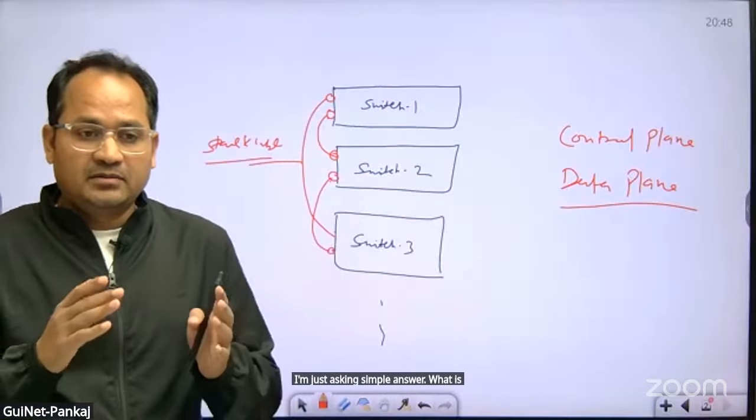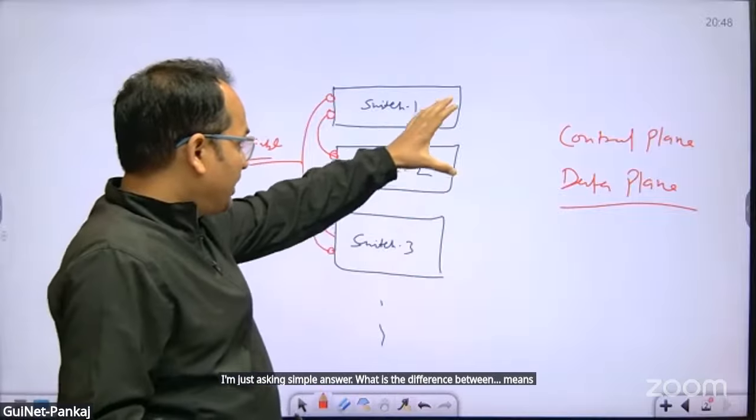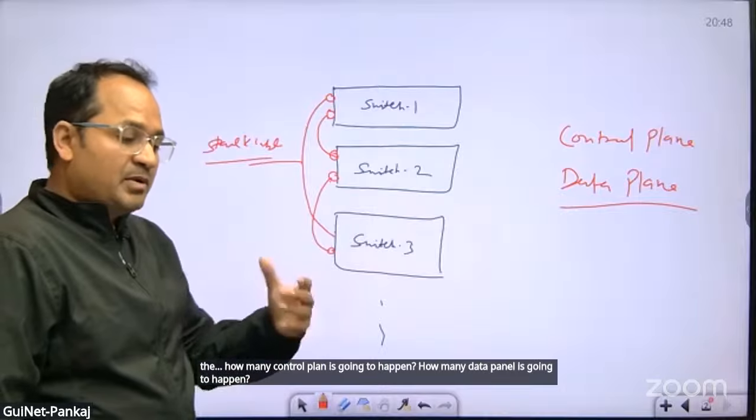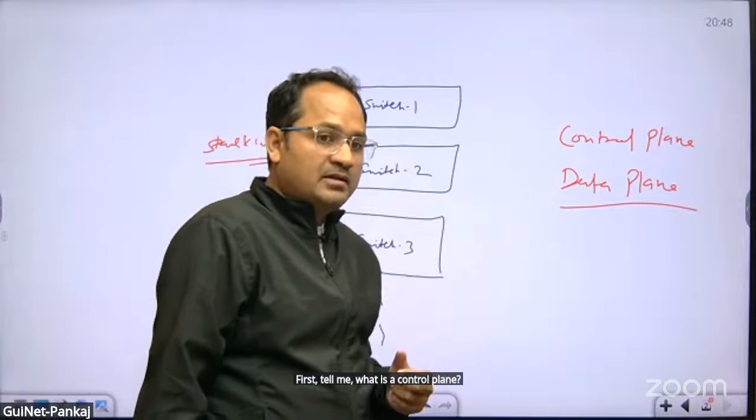I'm just asking a simple concept answer. What is the difference, means how many control planes are going to happen? One. How many data planes are going to happen? First tell me, what is a control plane? Can someone define what is a control plane?